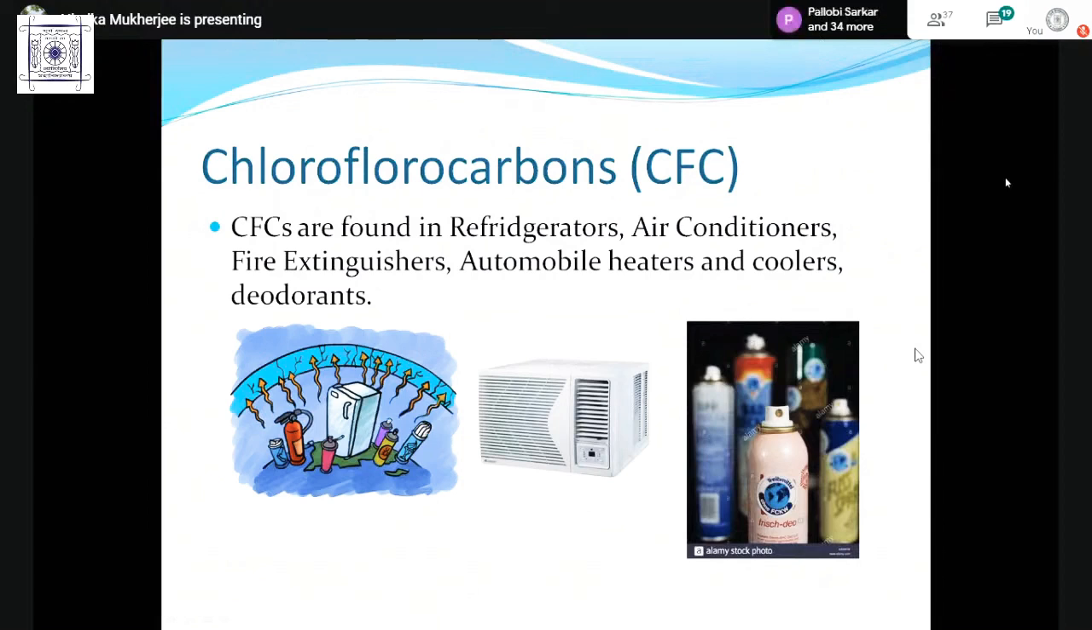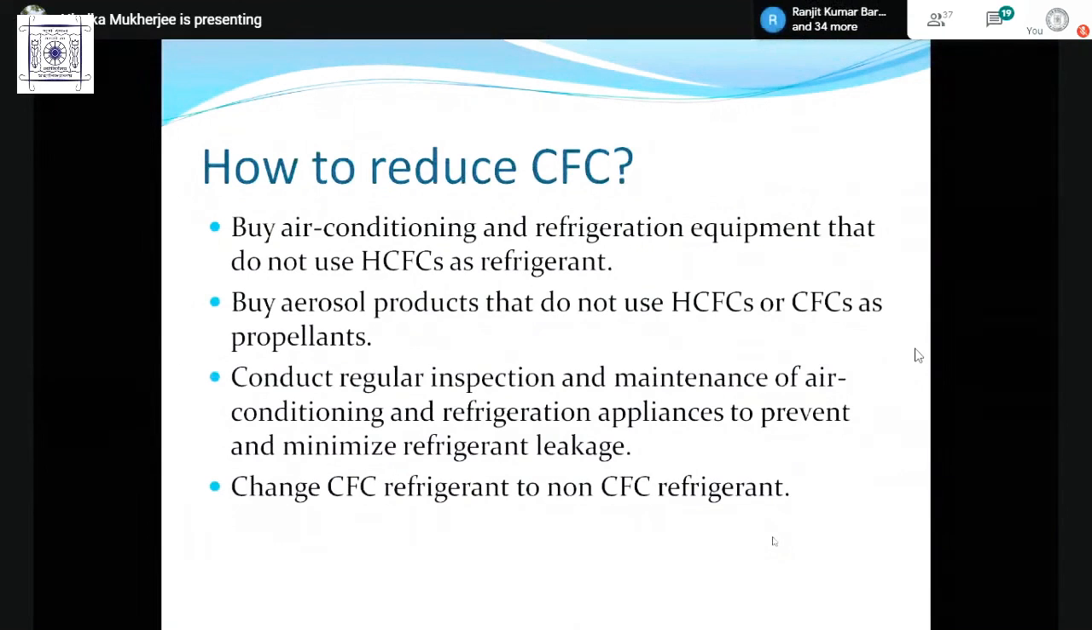So we can see that CFCs are one kind of element released from refrigerators, air conditioners, and also from spray cans like foams, and other automobile heaters, coolers, and deodorants. So CFCs are found in these substances. So how do we reduce CFC?